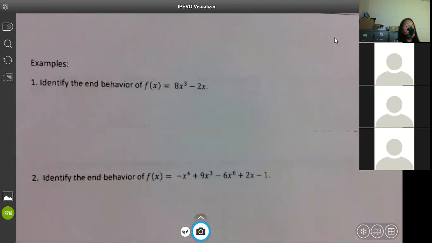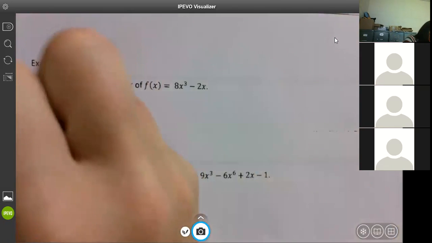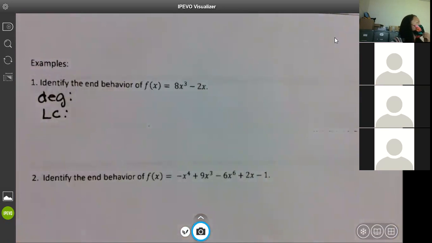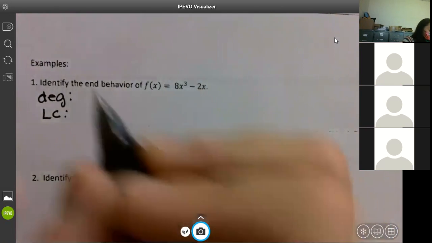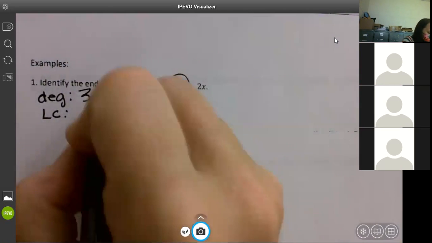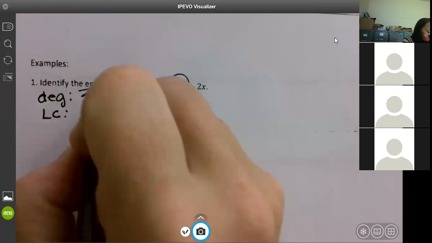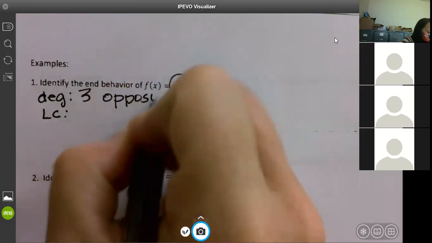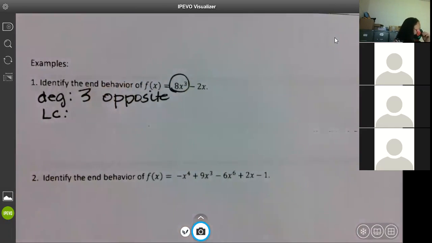It just says identify the end behavior of 8x cubed minus 2x. So the two things that we need are the degree and the leading coefficient so that we can kind of sketch it out and see it. So what is the degree? 3. What does that tell us? Odd. So it does what? Opposite directions. Odd and opposite. Think about those O words.